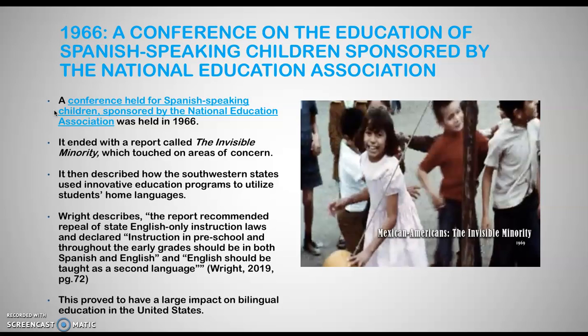I took another quote from the book, and it says the report recommended repeal of state English-only instruction laws and declared instruction in preschool and throughout the early grades should be in both Spanish and English. And English should be taught as a second language. That's from Wright 2019, page 72. This proved to have a large impact on bilingual education in the United States, which we will see in the rest of my presentation.